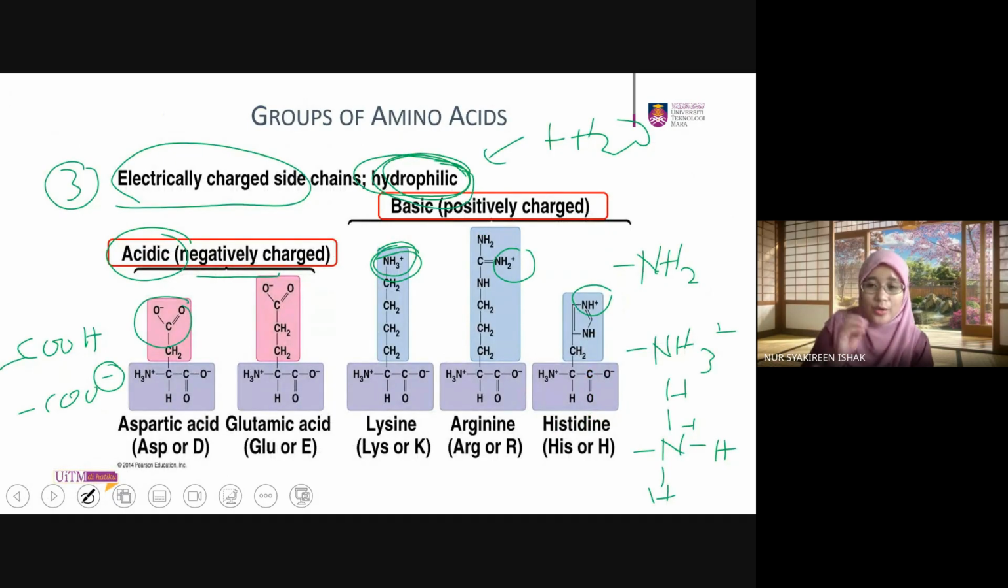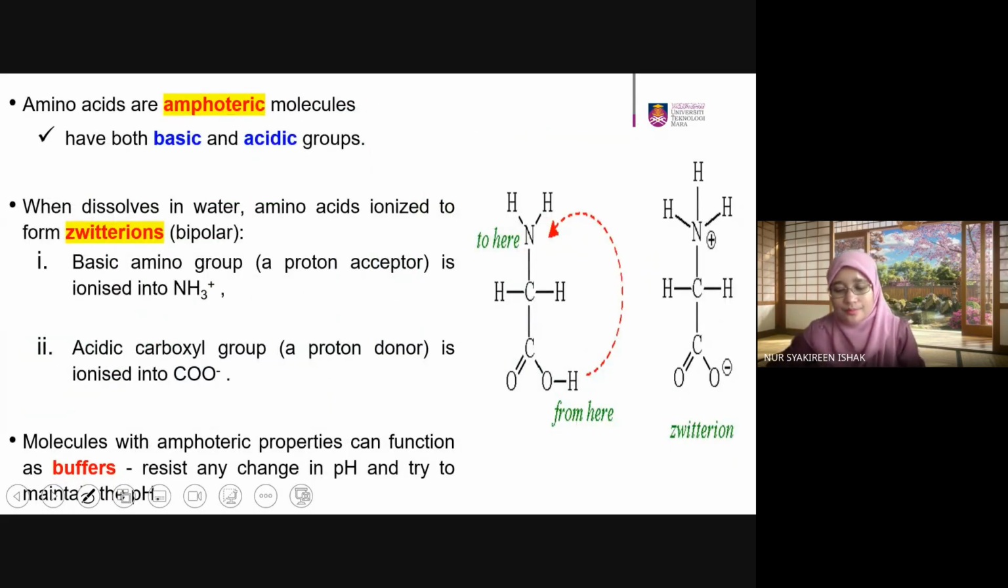So again, you are not required to memorize the specific structure of every amino acid. All you have to know is that when a structure of an amino acid is given during an exam or test, you have to be able to identify the type of amino acid, whether it is polar, non-polar, acidic, or basic. Okay, so those are the different groups of amino acids based on the side chain.